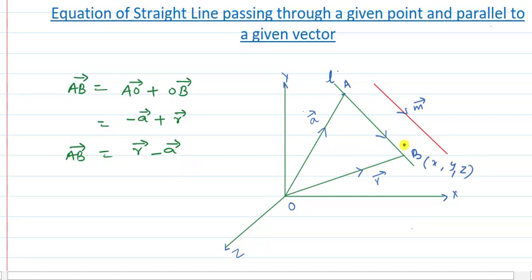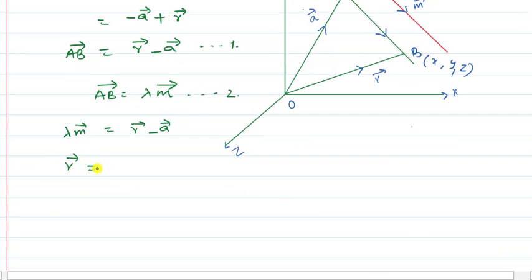As we know that this line AB is parallel to this vector M, and the condition of parallelism is that we can write vector AB is equal to lambda M. So comparing these two results, number 1 and number 2, we get lambda M is equal to vector R minus vector A, and from here we get vector R is equal to vector A plus lambda M. This is simply the vector equation of the line which passes through a given point whose position vector is A and is parallel to the vector M.